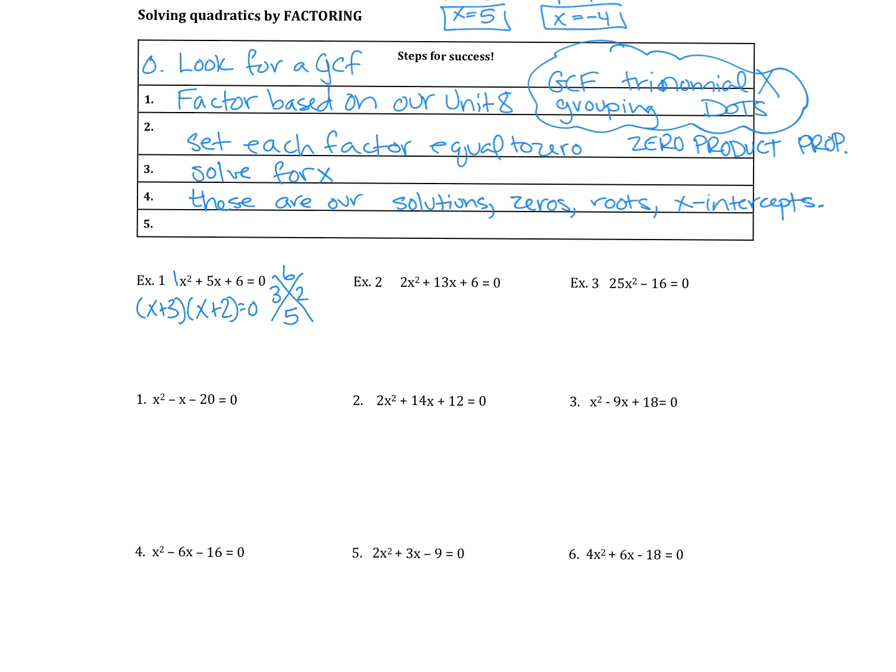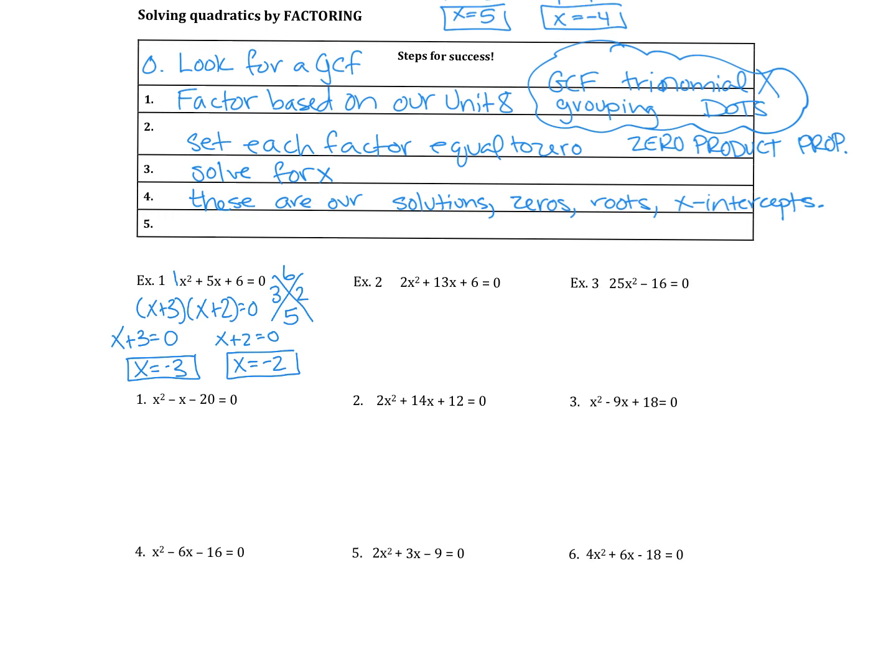And now I'm going to set each factor equal to 0. So either x plus 3 equals 0, or my x plus 2 equals 0. On the left, I'm going to subtract 3 from both sides to solve for x, and I get x equals negative 3. On the right, I'm going to subtract 2 from both sides, and I get x equals negative 2. And these would be my answers. They're my solutions, my zeros, my roots, and when I look at the graph, they would be my x-intercepts.